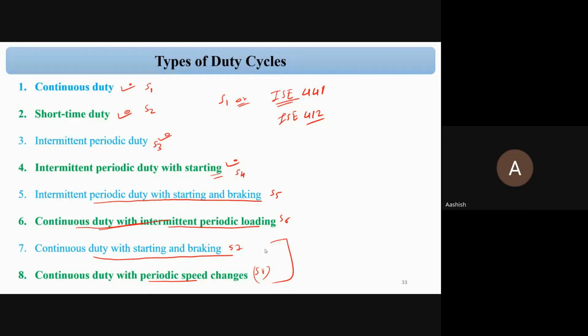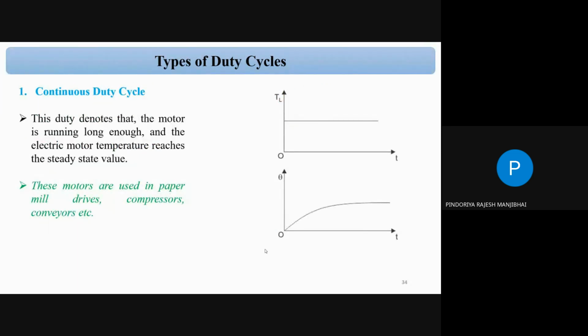Sir, can you draw a waveform on the right side for each? For example, continuous duty, always on; short time duty; intermittent periodic duty. How to differentiate them? Yes, I will explain in the next slide.